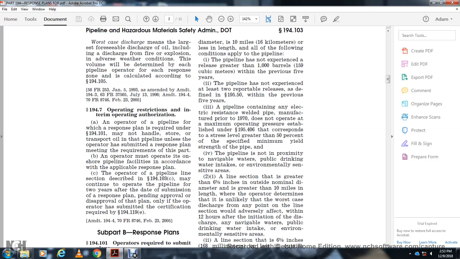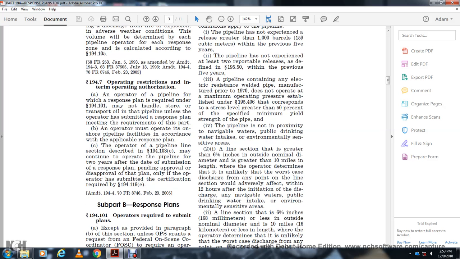An operator of a pipeline described in section 194.103 may continue to operate the pipeline for 2 years after the date of submission of the response plan, pending approval or disapproval of that plan, only if the operator has submitted the certification required in section 194.119(e). Subpart B, response plans.